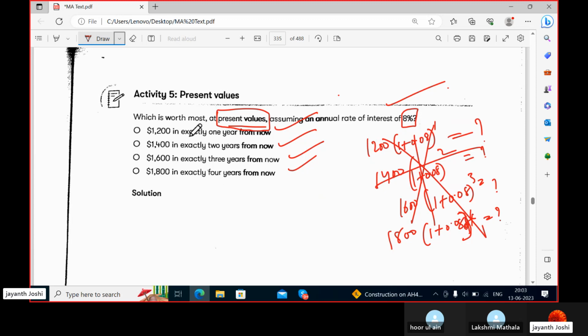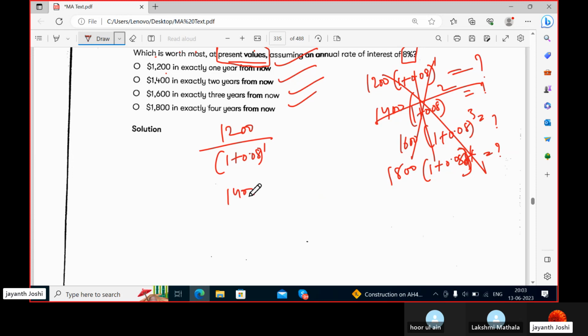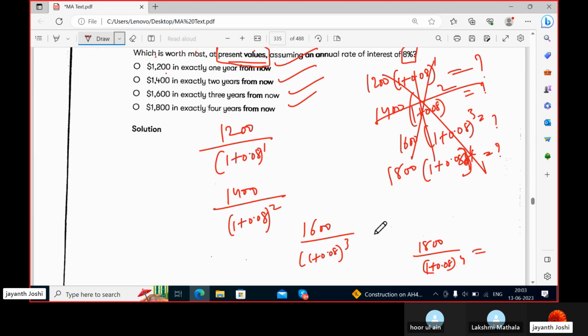So the correction would be: which is worth most at present values, assuming an annual rate of interest of 8%. 1200 in exactly 1 year from now. That means you are getting 1200 after 1 year. 1200 by 1 plus 0.08 whole power 1. Again, double task for you. 1400 by 1 plus 0.08 whole square. 1600 by 1 plus 0.08 whole cube. 1800 by 1 plus 0.08 whole power 4. Can you find out and tell me now?